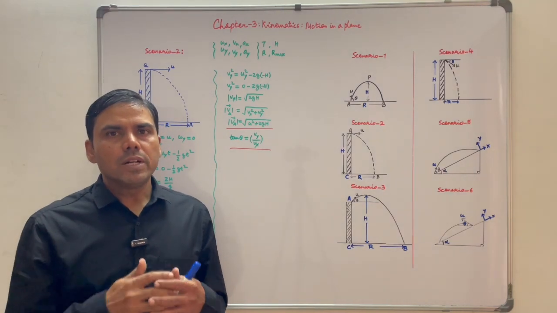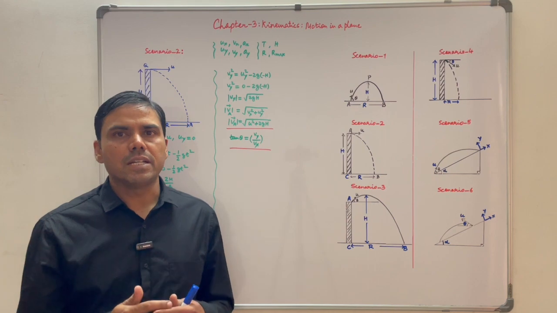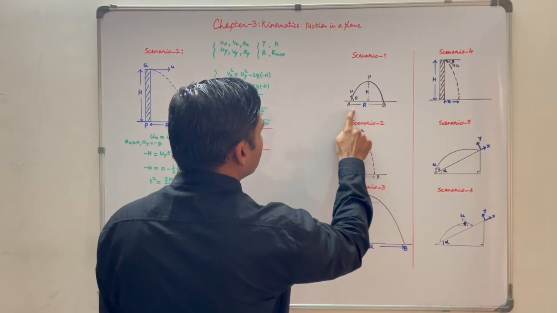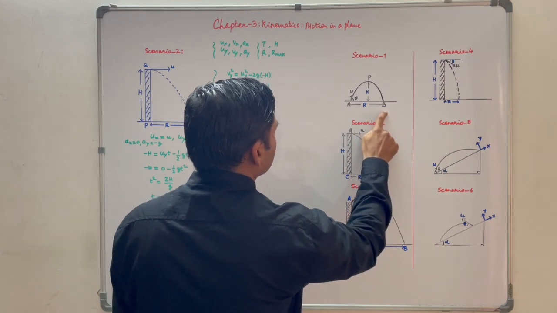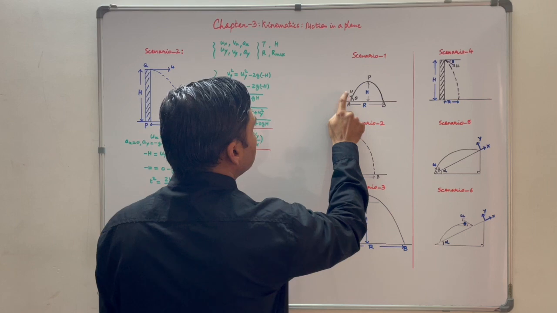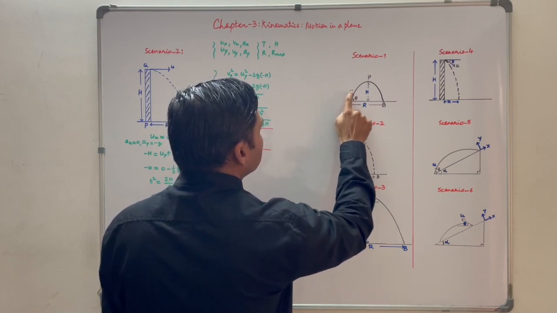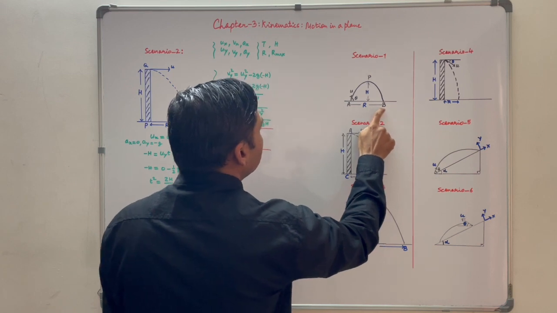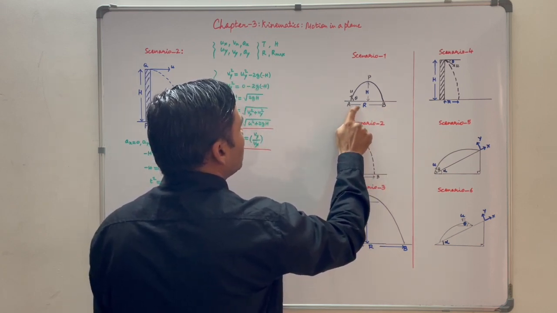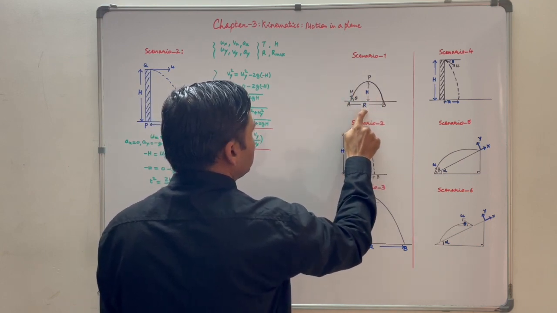Hello children, now let us understand a particle's projectile motion in 6 different scenarios. I have listed these scenarios here. Scenario 1, ground to ground projectile motion. A particle is projected from a point A on the ground with initial velocity u at an angle theta with the horizontal, and it hits the ground at point B. We have seen this scenario in the previous video where we have got the formula for time of flight, maximum height, range and maximum range.